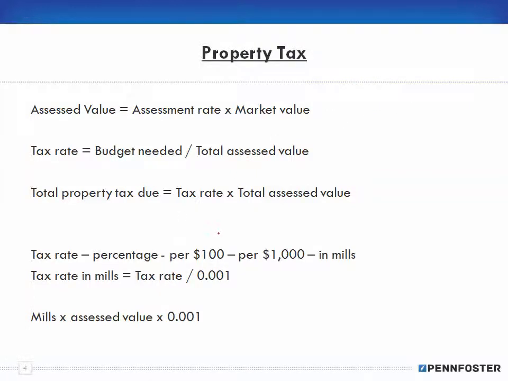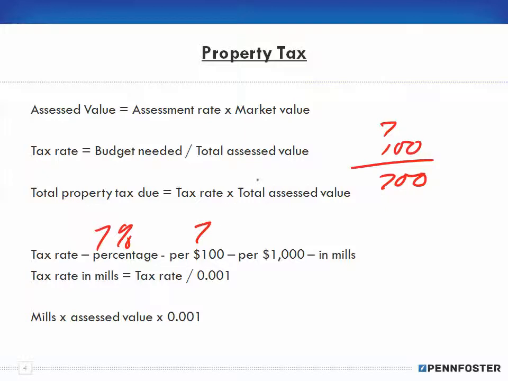Okay, so the other thing about property tax is how it is expressed. Your tax rate can be expressed as a percentage, like 7%. It can be expressed as per $100. All right, so let's say it's 7. That means it's per 100, which would be 7 times 100, which would be 700, right?